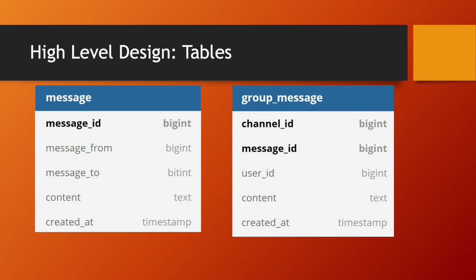Now, here's a high level schema for messages and group messages. Messages could contain message ID, message from, to, content, and created at. Group message could be a channel ID, message ID, user ID, content, and created at. The primary key is message ID, which helps to decide the message sequence. We cannot rely on created at to decide the message sequence because two messages can be created at the same time. The composite primary key is channel ID, message ID.